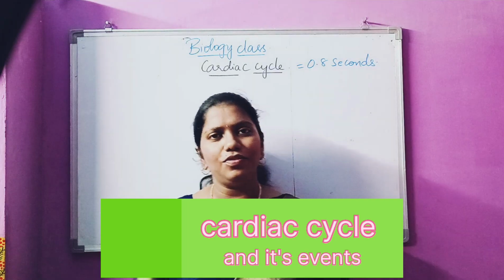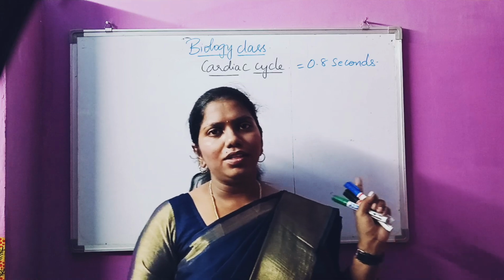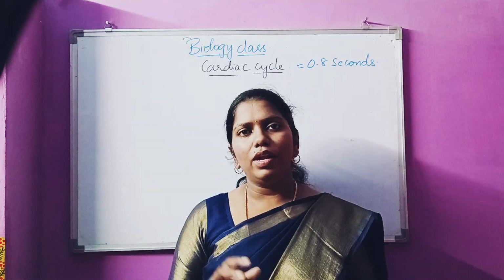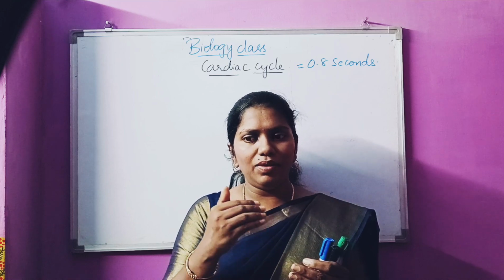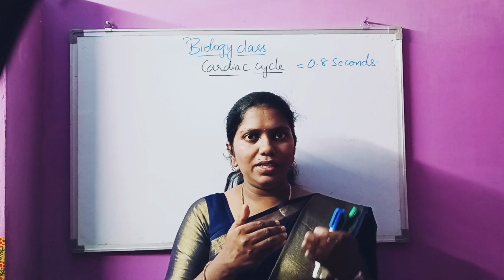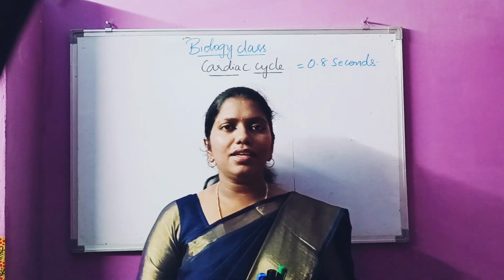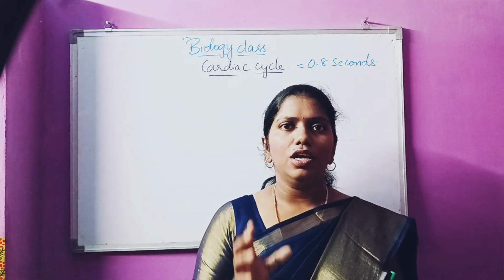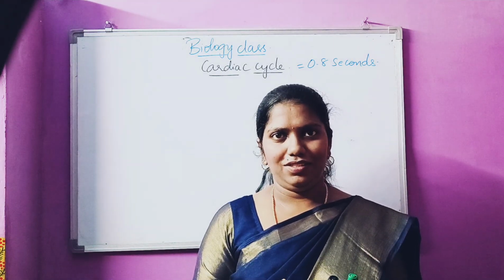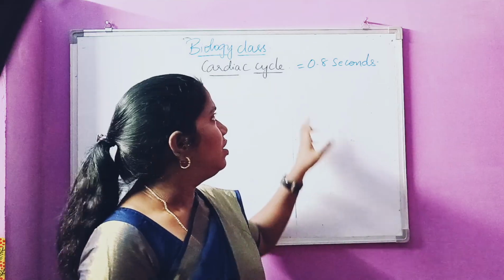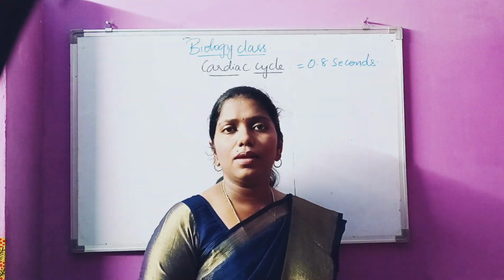Everyone, today in this video we will talk about the cardiac cycle and its events. You know that the heart beats rhythmically, with contraction and relaxation. The sequence of events occurring from one heartbeat to the next heartbeat is known as the cardiac cycle. In simple terms, it is the contraction and relaxation of the heart for a heartbeat. It lasts for 0.8 seconds.